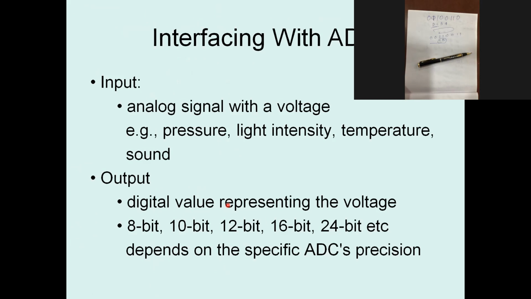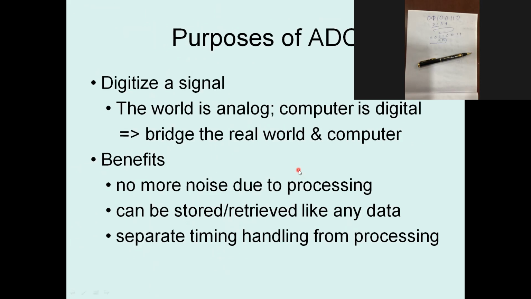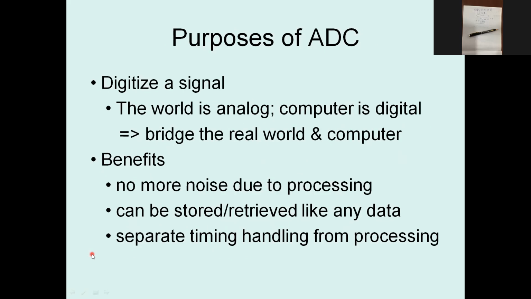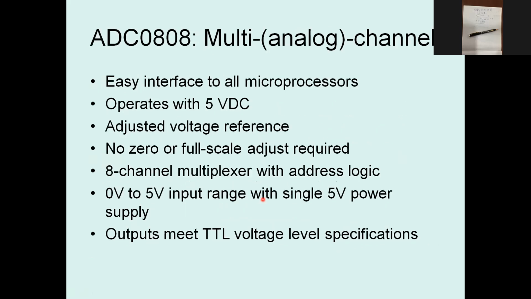Next, we are coming to the ADC interfacing. ADC interfacing, I already told you some part when I was explaining 8086. This analog voltage is used in connection with various sensors. It is available in 8-bit, 10-bit, 12-bit, 16-bit, 24-bit. Now we are talking about 8-bit interfacing. This is a bridge between the real world and the computer. These are the benefits: error is reduced, and you can analyze at a different time. These are the functions of ADC 0808.